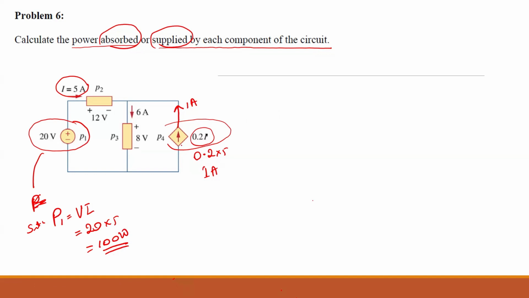This one actually, how do we find the power supplied by this one here? P equals VI, or I squared R, or V squared over R. Which one can you use here? You just know the current. So you can go with either this or this. We don't know the resistance. Whenever you have a current source, you don't know the resistance, so you can't use this one.